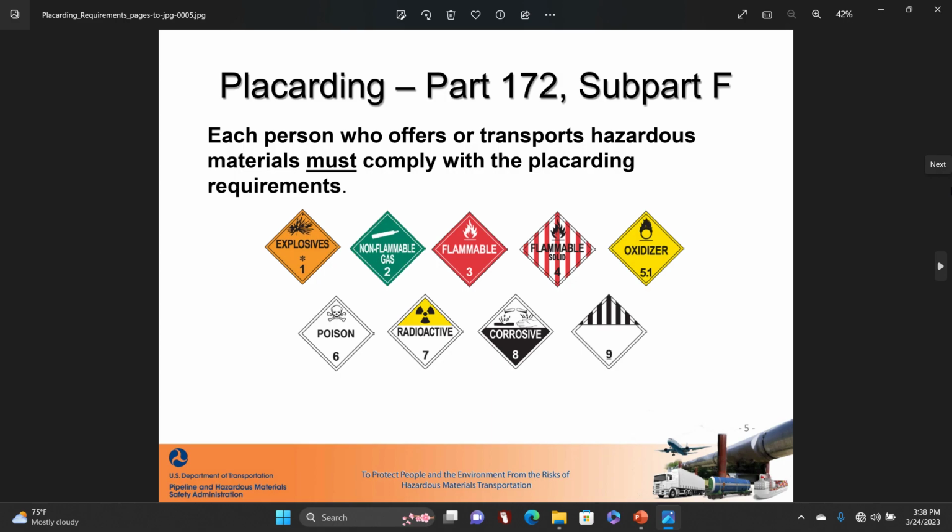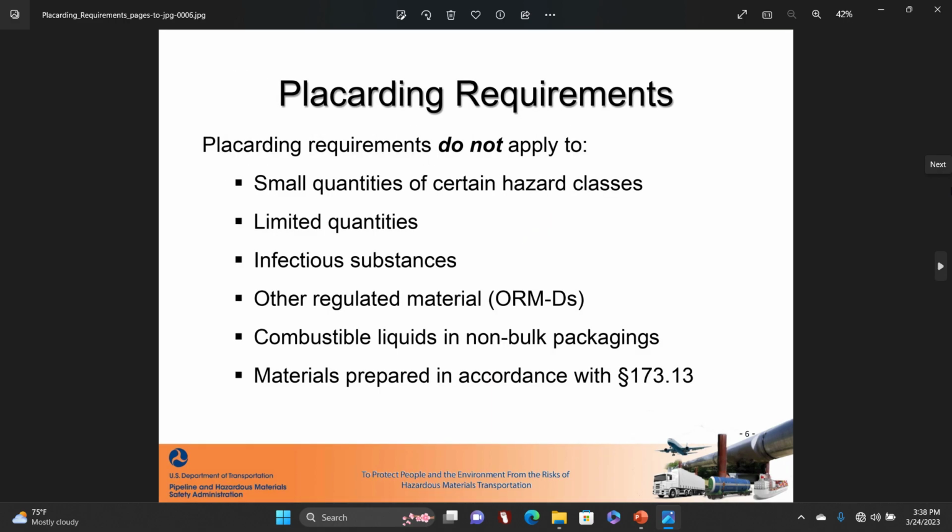You see all these placards here on the front of the screen. Those are all non-bulk placards. They have no numbers on the inside of them, so no UN numbers listed. Those are just non-bulk placards. Placarding requirements do not apply to small quantities of certain hazard classes, limited quantities, infectious substances, other regulated materials, combustible liquids, and non-bulk packages, and materials prepared in accordance with 173.13.